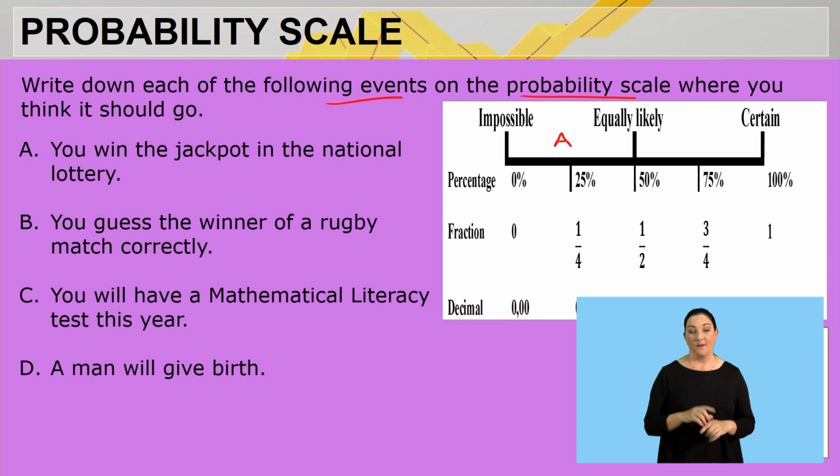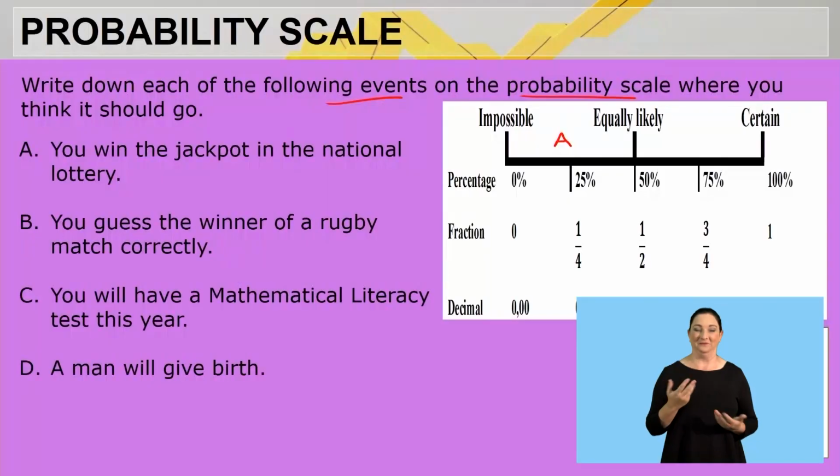Remember our opening statement, the interesting part I shared with you about winning the lottery in our lifetime. We might be lucky, and you can say it's 100% if you play the lotto and you're lucky enough to win. Number B, you guess the winner of a rugby match correctly. What do you think? Where will we place number B? That's true, I agree with you. That will be equally likely. Remember, there are two teams, and only one of the two can win. It's like flipping a coin. Equal chance of you being correct in guessing which will be the winning team in a game of rugby.